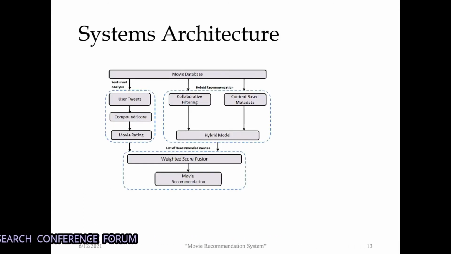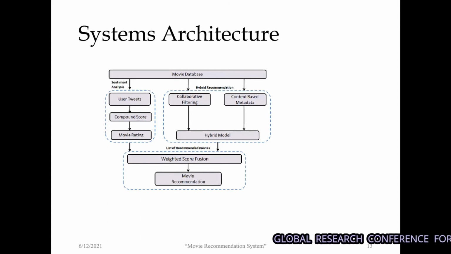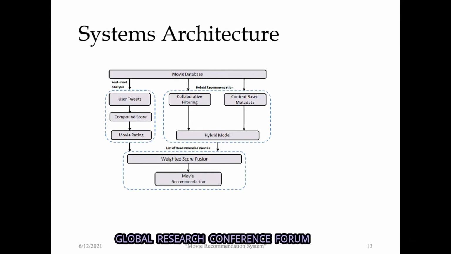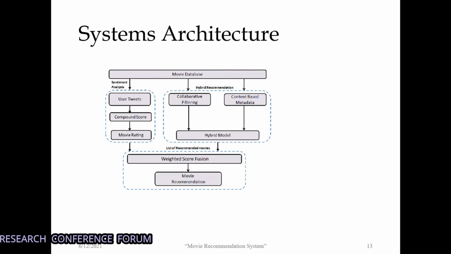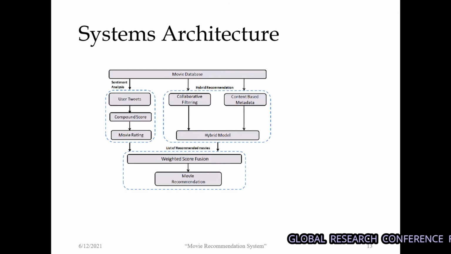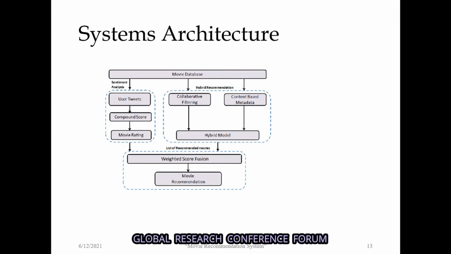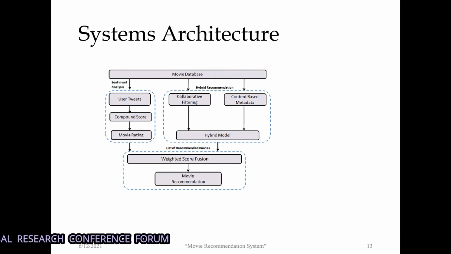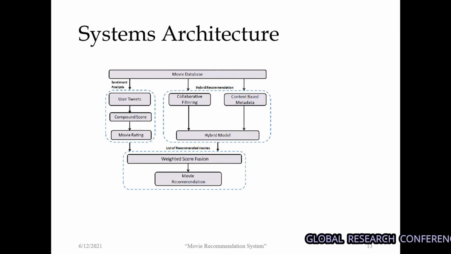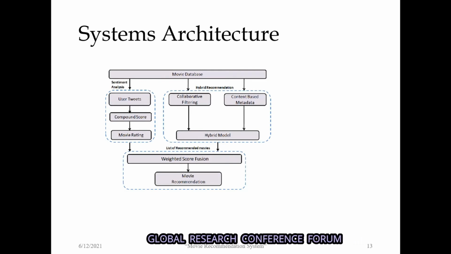The system architecture of our project is: movie database, then sentiment analysis, user tweets, compound score, movie rating, after that weighted score fusion, and movie recommendation. Collaborative filtering and content-based metadata form the hybrid recommendation. The hybrid model will be built from this list of recommended movies, weighted score fusion, and then our result, the movie recommendation.